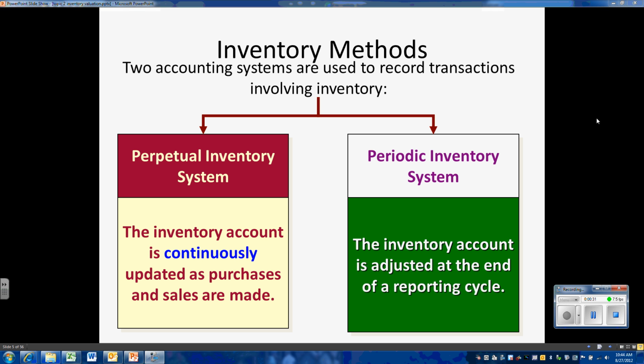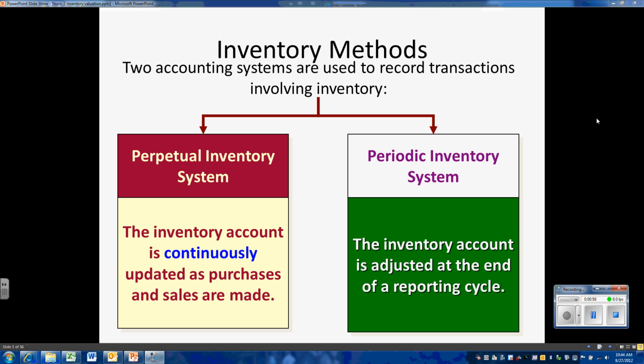Here, the inventory account was adjusted at the end of a reporting cycle. Cost of goods sold was not tracked during the period, though there were various ways of estimating the cost of goods sold. But the final accounting for inventory and cost of goods sold could not be done until the actual physical inventory was prepared.